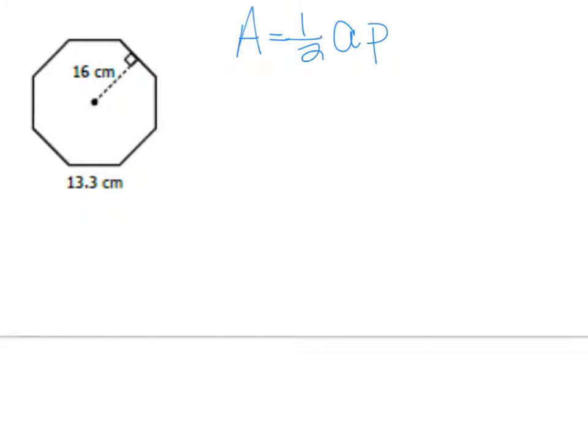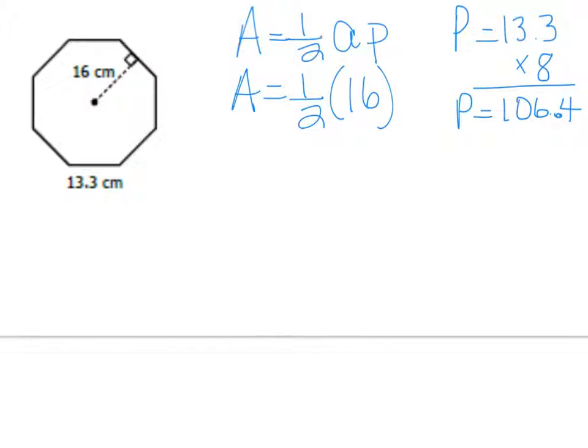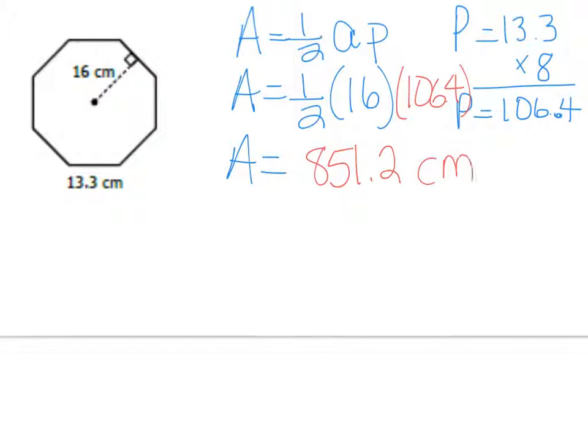All right, next example. Start off with the formula, and then we'll put in our knowns. All right, so we see that one side is 13.3, it's 8 sides, so the perimeter is 106.4. So we're going to go ahead and finish filling that in. The perimeter is 106.4. And when we multiply that all out, we get the area of this figure is 851.2 centimeters squared.